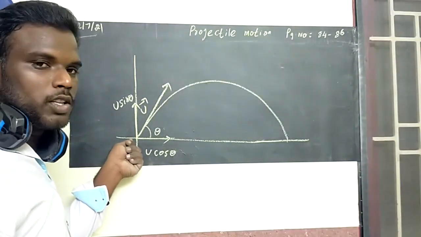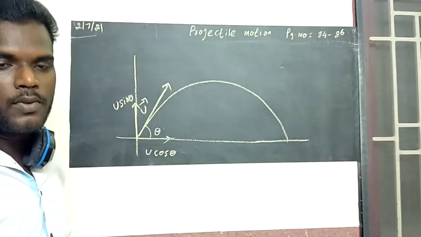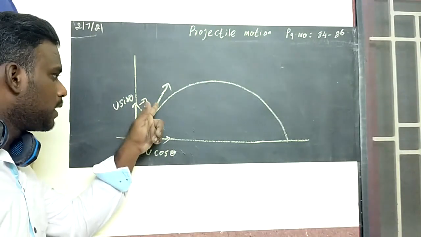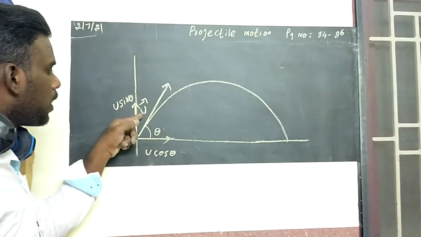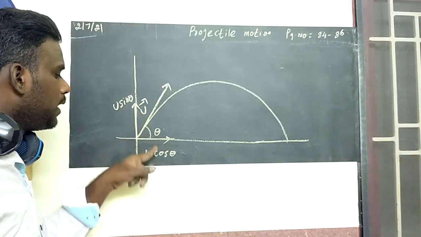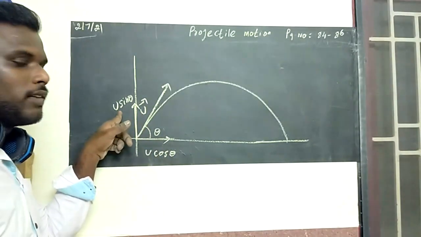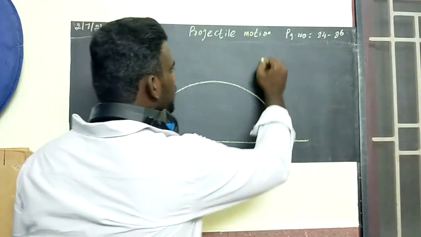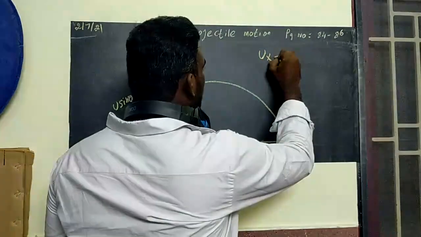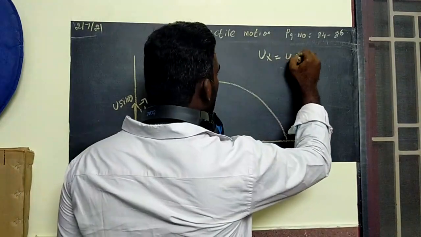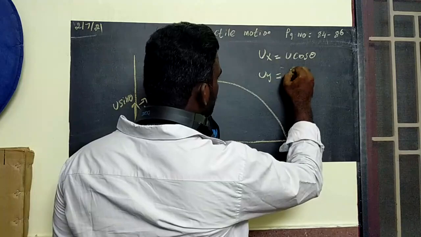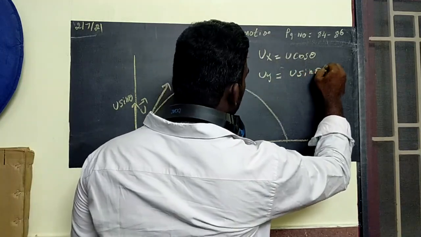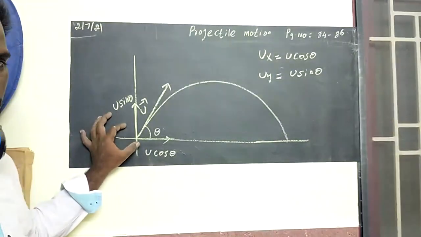So at time t equal to 0, we are throwing the body with some initial velocity in such a way that it makes some angle theta. And because of that, there are contributions of velocity in the horizontal direction as well as in the vertical direction. So I can write, at the point of projection, the velocity in the x-axis is u cos theta. The velocity in the y-axis is u sin theta. This is at the point of projection.